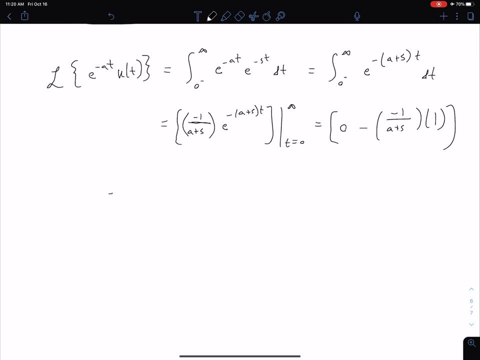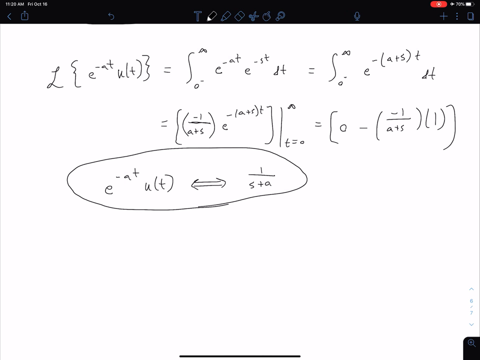And so that's our second transform pair. So now we have this e to the minus at times u of t, and again the u of t is just explicitly defining it for t greater than 0, and we're saying that the Laplace transform pair of that is 1 divided by s plus a.